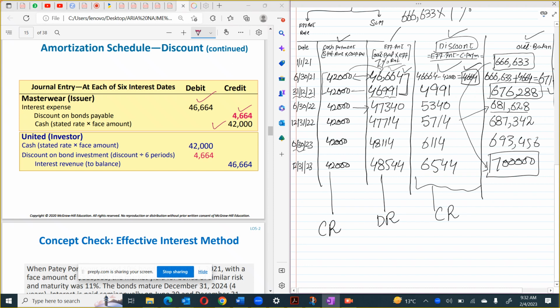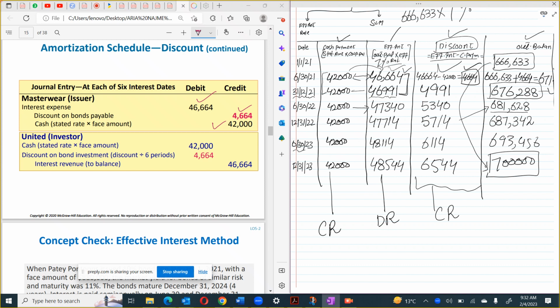For the issuer, it is always this way, because interest expense is always debited. These are the double entry rules. Expense is always debited.